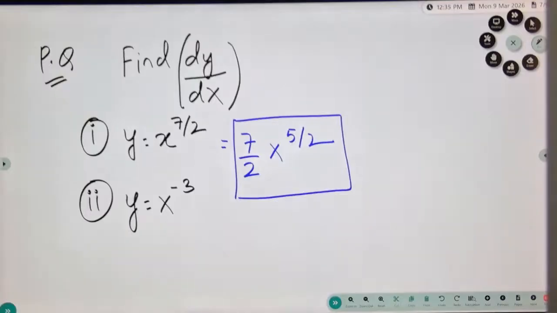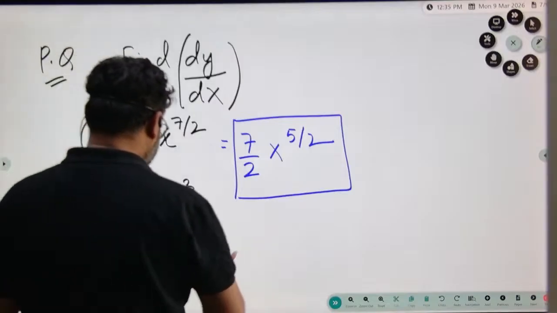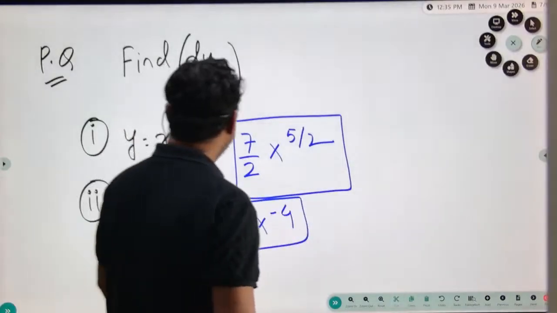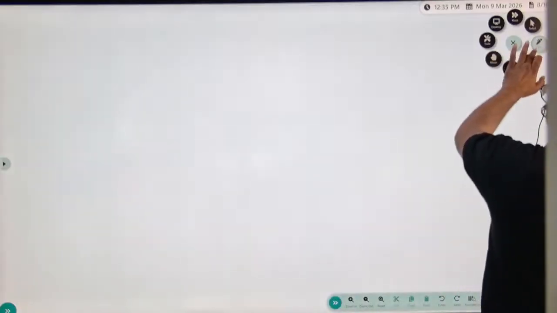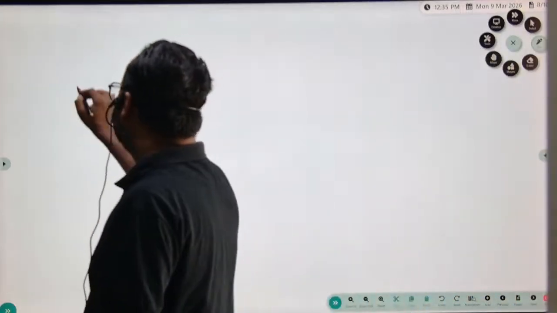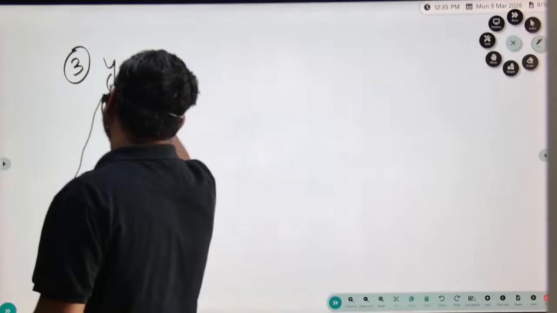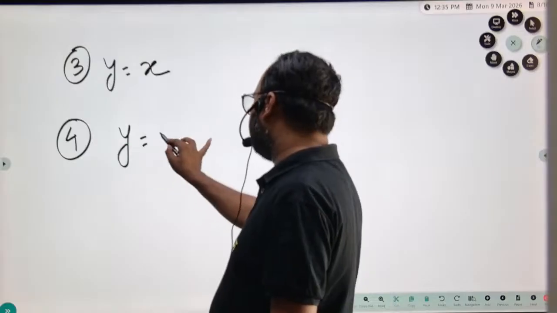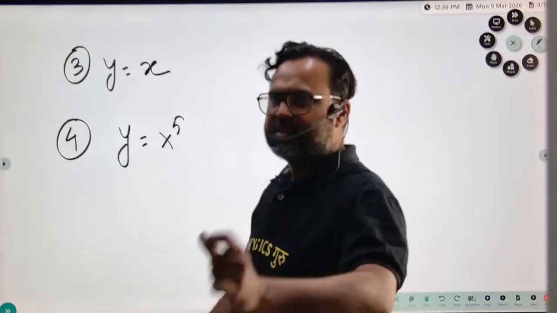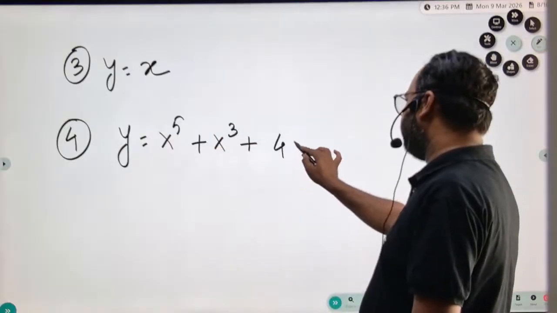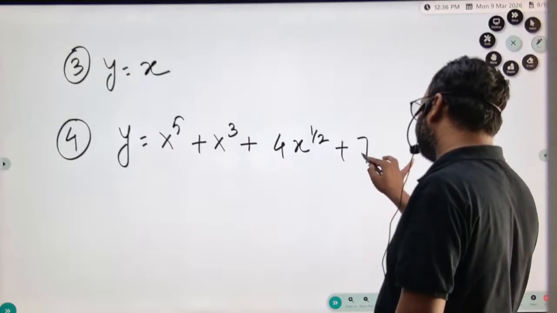Minus 3 x raised to the power of minus. Next one. Y is equal to x to the power 5 plus x to the power 3 plus 4x raised to the power half plus 7.